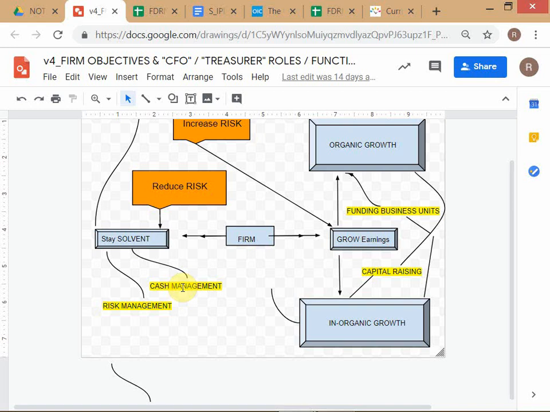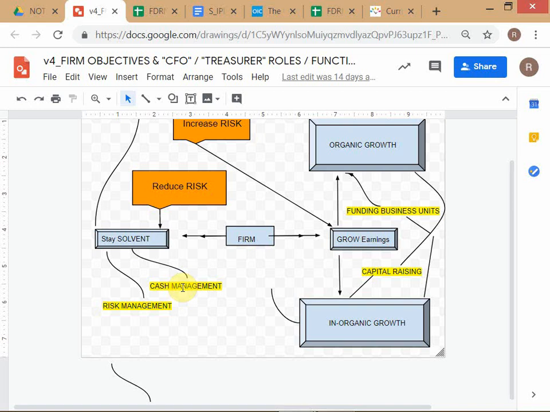Let's focus on understanding this. So cash management is one of the important roles of the CFO, optimizing all the cash balances. The second is risk management, which you have an understanding of already from your IFM project. What is involved in risk management? Clear? I seem to have lost everybody here. Are you following what I'm trying to show you here?